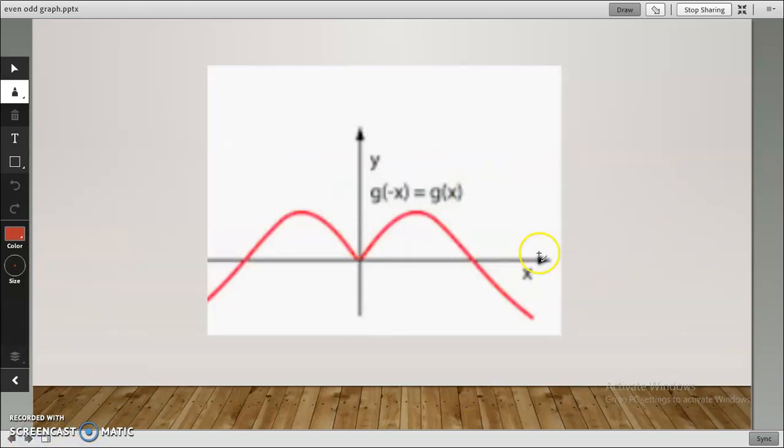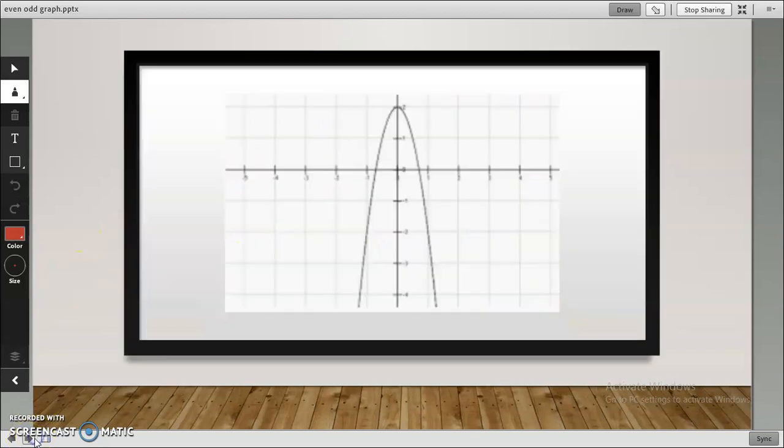All right. Here I have an example. It says g of negative x equals g of x. So we know that it's even. We can also look at it and see that if I cut it right down the middle, it looks the exact same on both sides. Here's another one. I don't even really need to test. I can see this easily. That is the exact same on both sides. If I cut it straight down the middle, fold it hot dog style. So this one is also even.